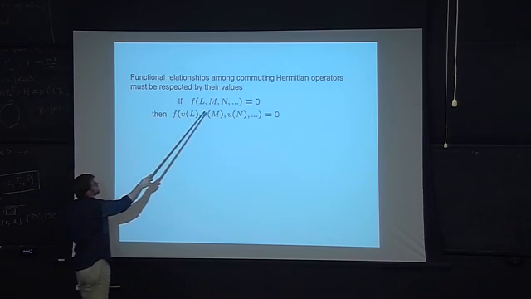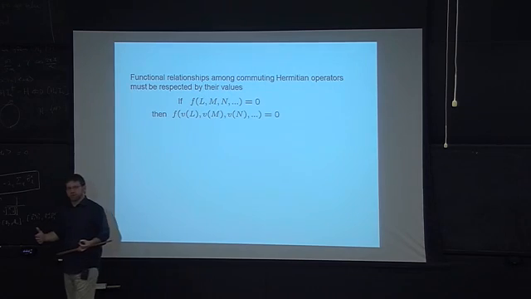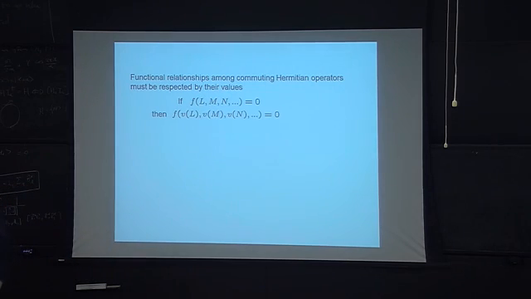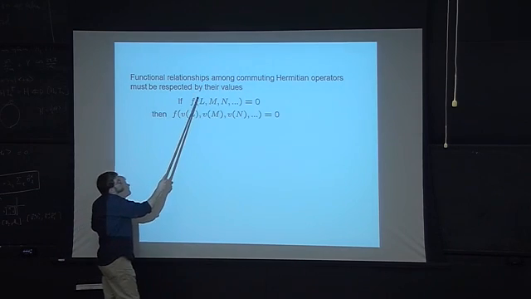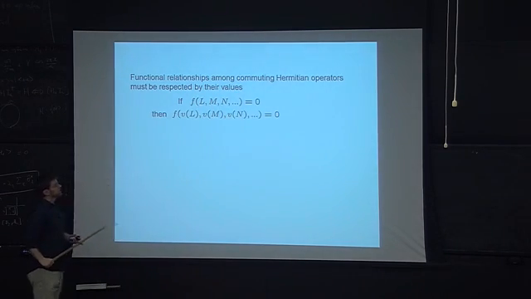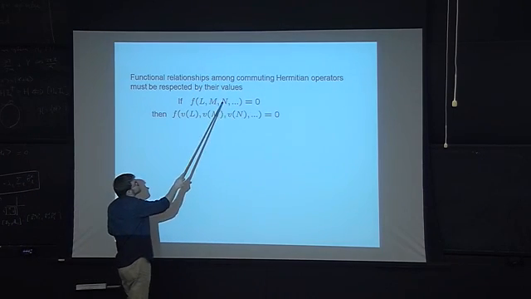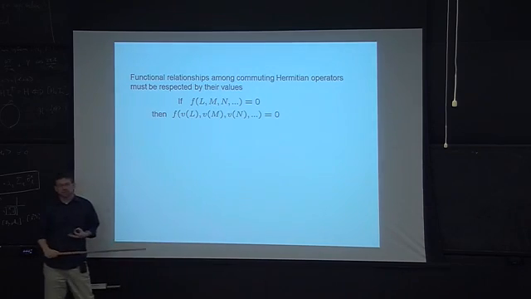So L, M, N, and so on is just a set of commuting Hermitian operators, things you can measure at the same time. And whatever functional relationship holds among them, I've just written that as f of these guys is equal to 0. Any functional relationship can always be written in that way. Well, the same functional relationship has to hold among the values that are assigned to these guys in a hidden variable model.